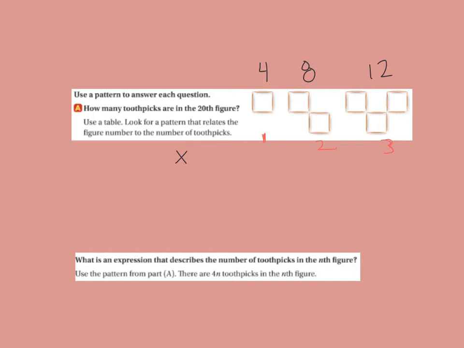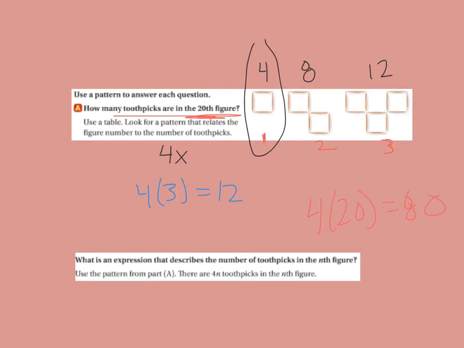So I have to be able to say x times what would give me this first row. So 1 times 4 would give me 4. So now if I want to check this, I could put 3 into my equation, and I could do, is 3 times 4 equal to 12? Why, yes it is. So now if I look at my question, it's asking how many toothpicks are in the 20th figure? So I would do 4 times 20, which would be equal to 80 toothpicks.